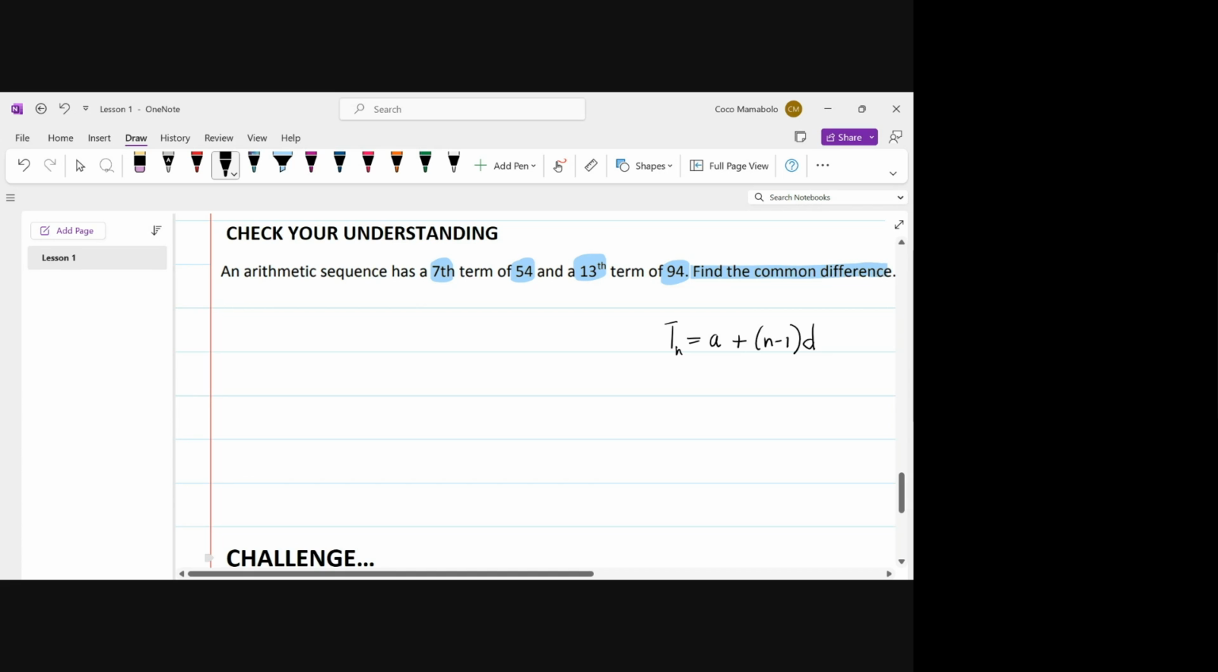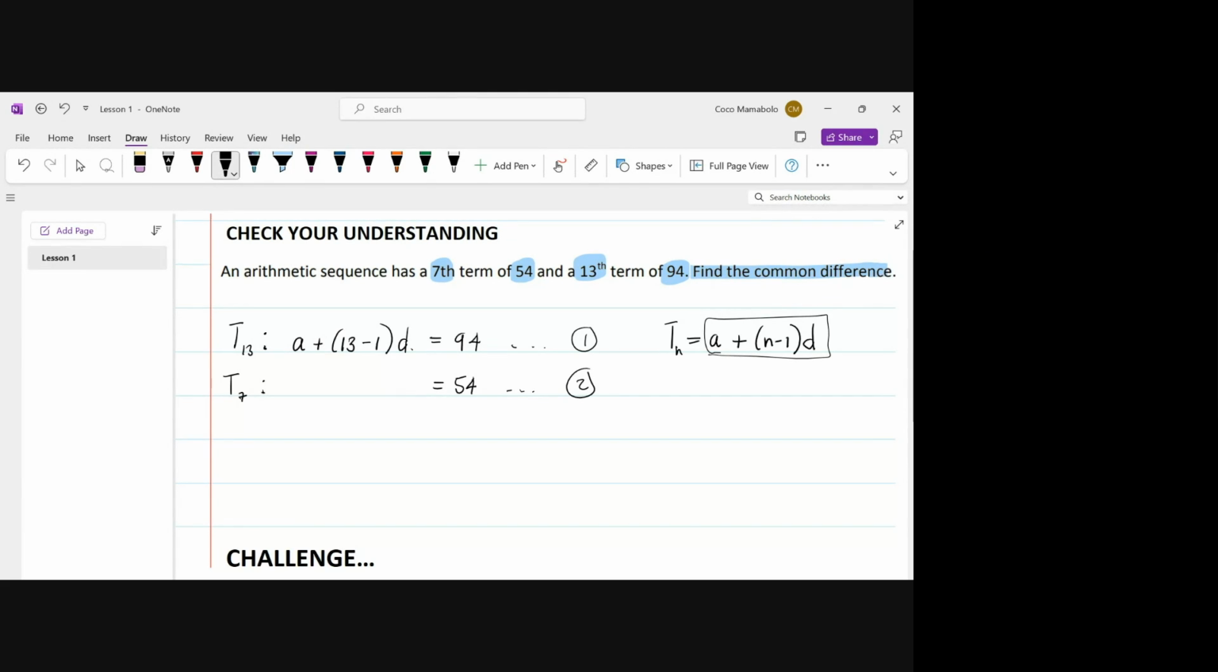All right, let's look at what we're going to do here. Remember, we're going to start with the biggest number. So we're going to have T13. Okay, T13 must equal 94. And then T7 must equal 54. Okay, we're going to name this equation 1 and we're going to name this equation 2. Now we know what goes on the inside here. We're going to replace that side with what we have. So we'll have A plus (13 minus 1) D.